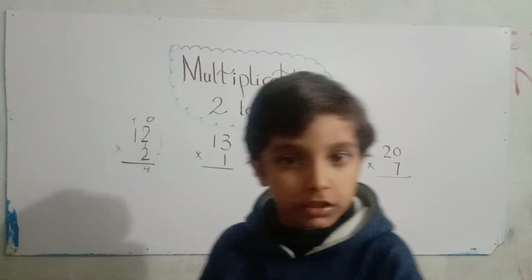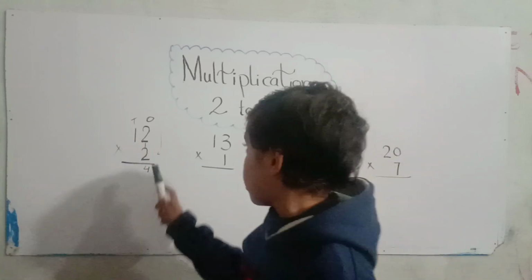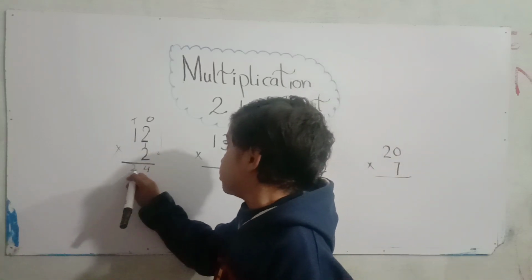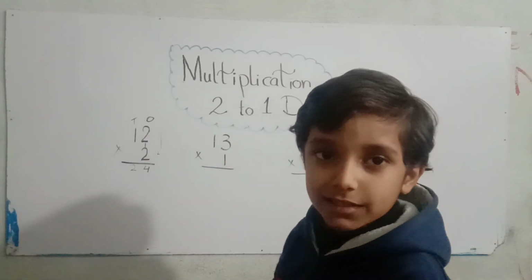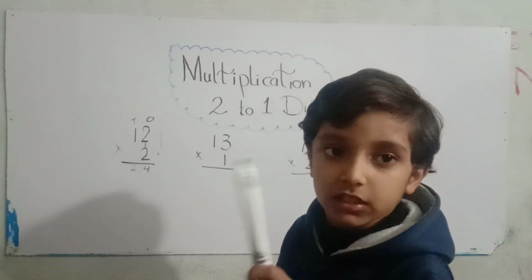You must know the tables. If you know the tables, then you will know this. So 2 times 1 is 2. 12 times 2 is 24. 24 is the answer. So let's go to the second question.